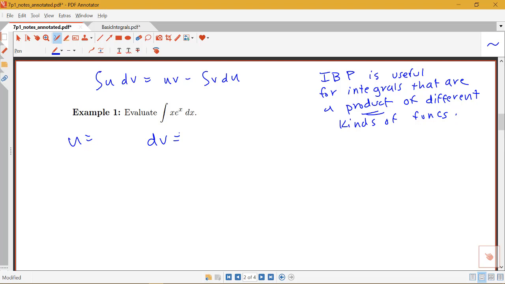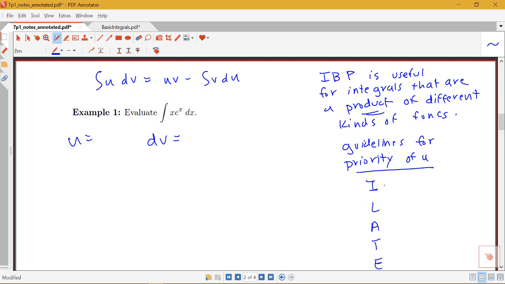So a big question is, how am I going to choose what u is and how am I going to choose what dv is in my integral? So here's our guidelines for prioritizing u. We have this acronym called ILATE, which tells us what we want to pick for our u if one of these types of functions appears in our integral.